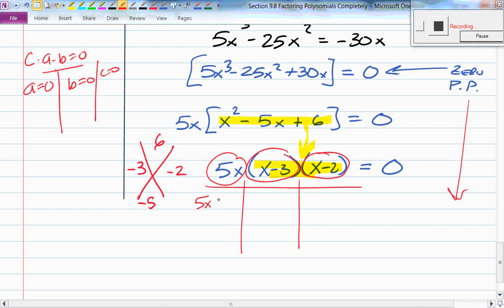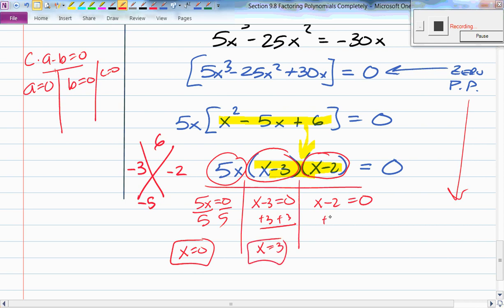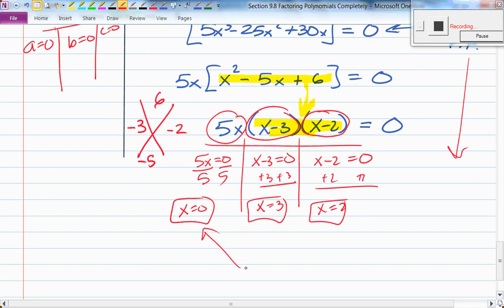So either 5x has to equal zero, or x minus 3 has to equal zero, or x minus 2 has to equal zero. It's got to be one of these situations because that's what the zero product property says. So I'm going to solve each little individual problem. Divide by 5, divide by 5, so x has to be zero. That's one of my answers. X could be 3 if I just add 3 to both sides. Or if I add 2 to both sides, then x could be 2. So there are three answers that work, and the answers are 0, 3, or positive 2. We have three answers. All right.